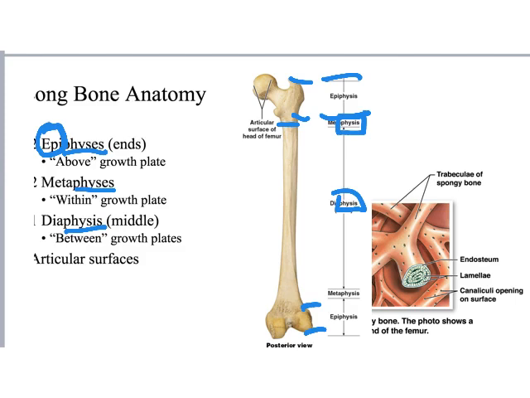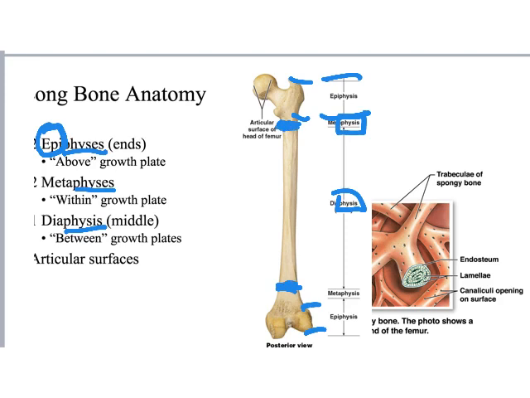So we call the part of the bone that surrounds the growth plate the metaphysis. That also comes from Greek, but it just means basically the area of the growth plate, or the area right next to the growth plate. And so you're going to have two metaphyses, one on the proximal end of the bone and one on the distal end of the bone. That's going to be the metaphysis.